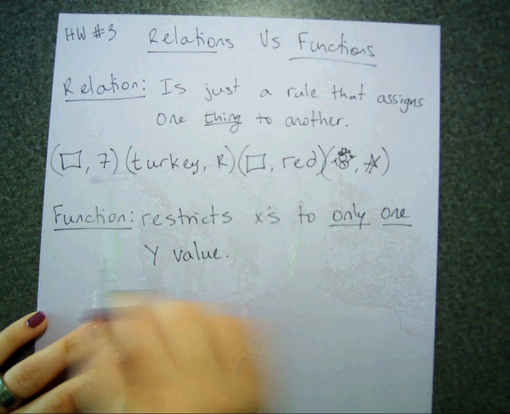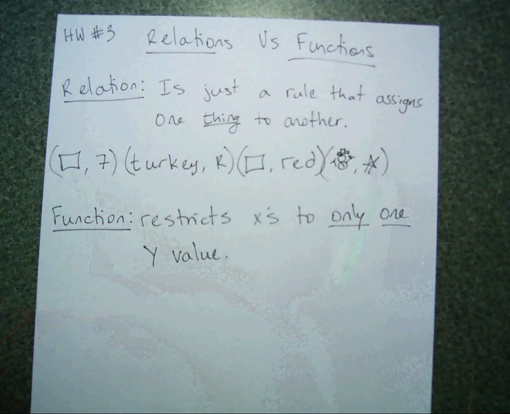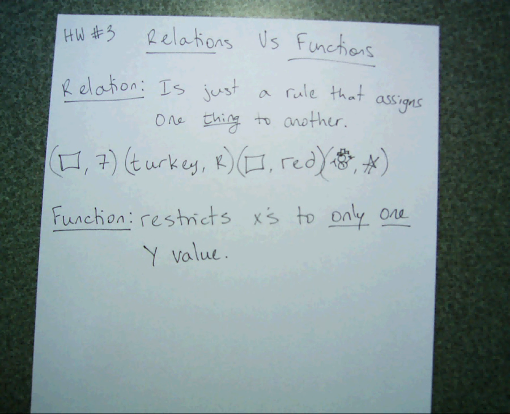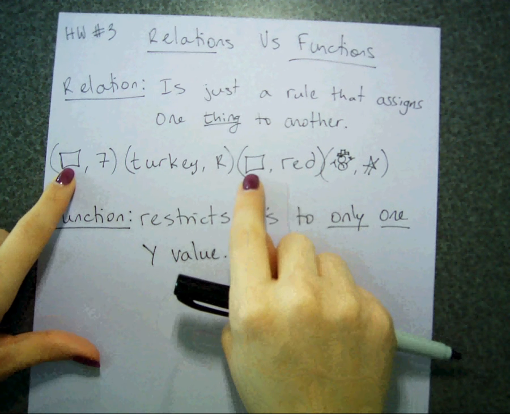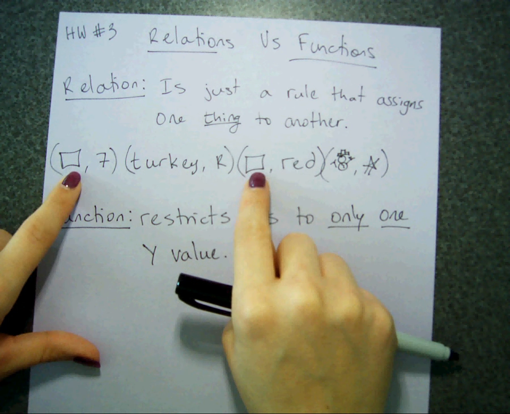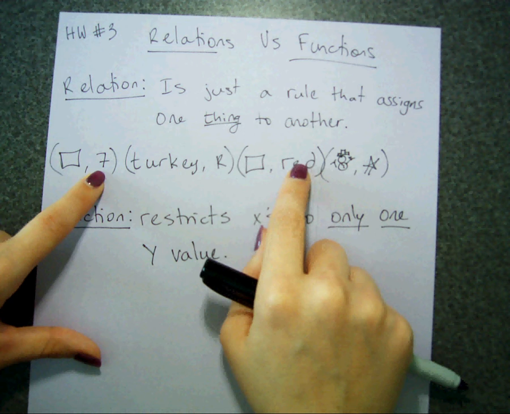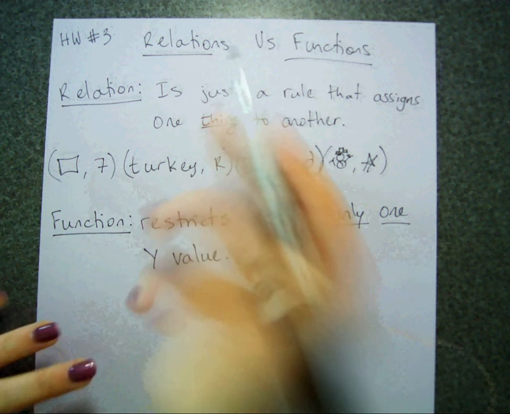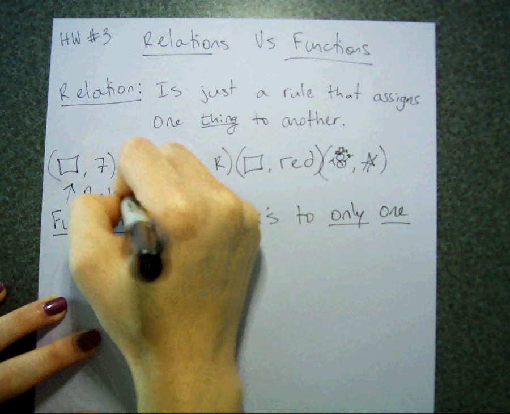Why would this not be a function anymore? I have different values assigned to my squares, or my rectangles, whatever I called them, right? My square is going to both 7 and to the color red, or the word red. So this is a relation, but not a function.